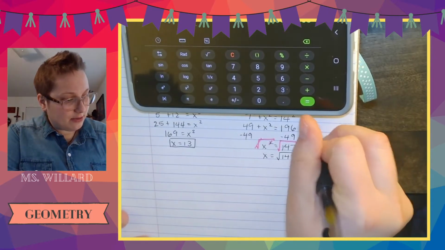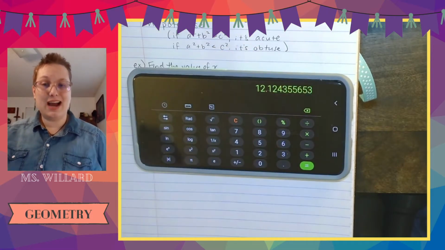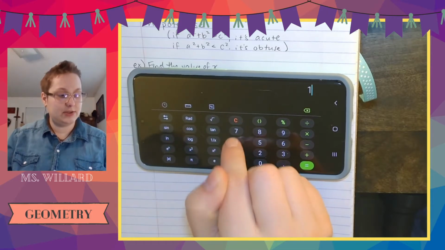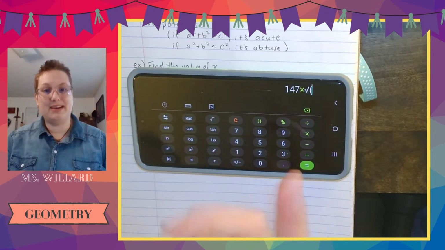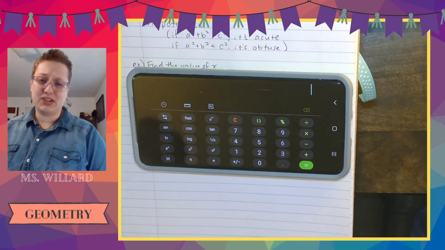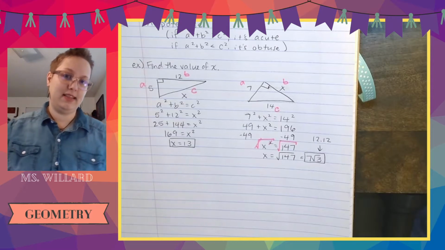So this is 12.12. I would take that answer as well. If you're on an iPhone, you have to do the number first and then the square root button. So you would do 147 and then press the square root button. It would tell you the answer. I don't know why they don't talk to each other. It's rude. Okay, so that's finding that number.